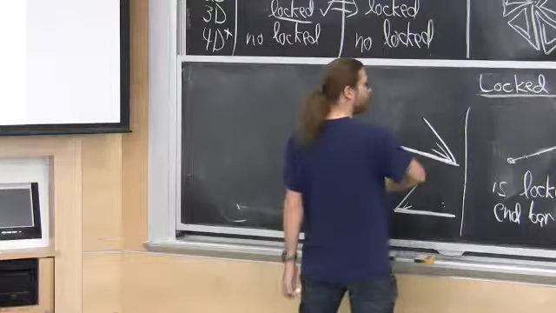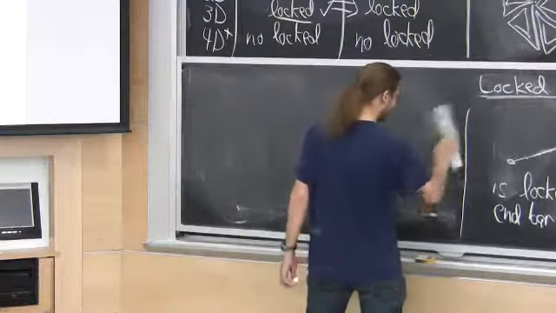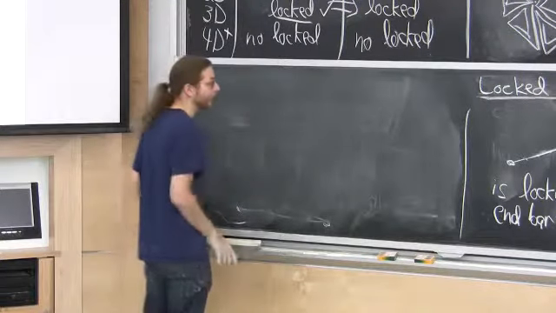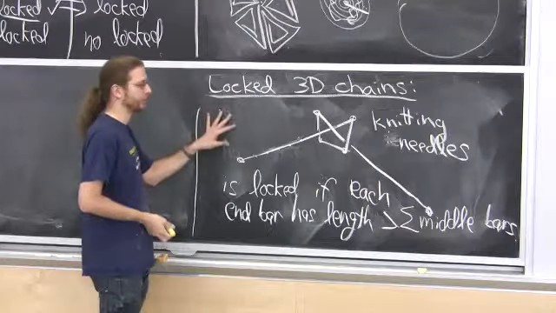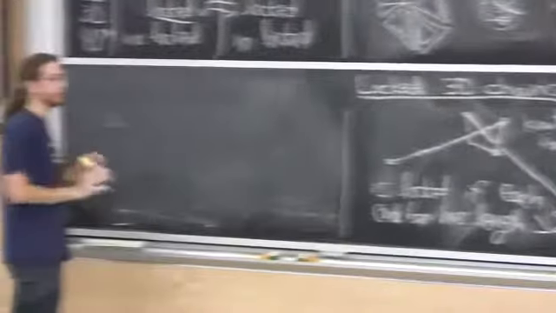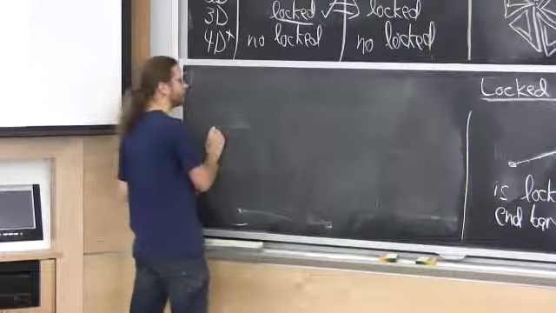Sadly, rules 1 and 2 do not prove that this thing is locked. They only work in 2 dimensions. But for this one example, and to tell you the truth, this is pretty much the only example of a locked open chain that we have. There's a really simple, nice proof. Let me draw the picture again.